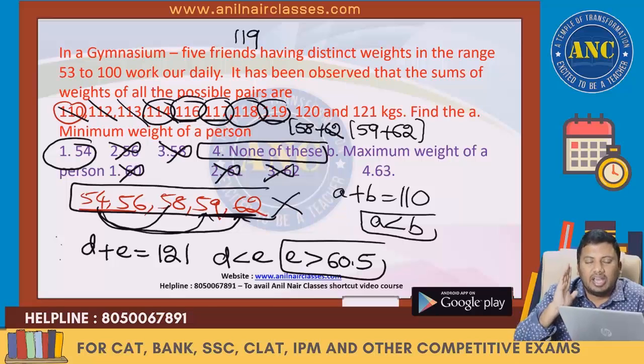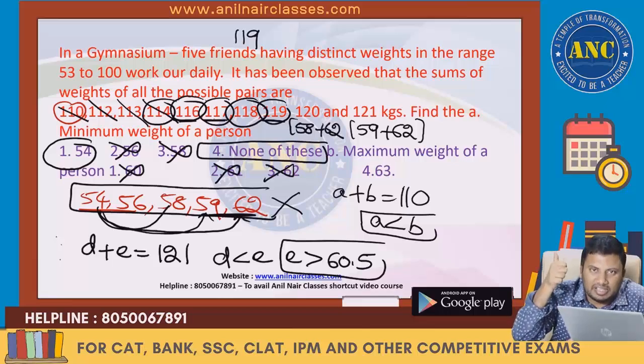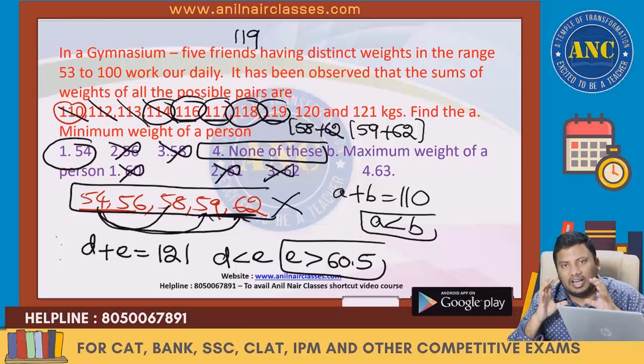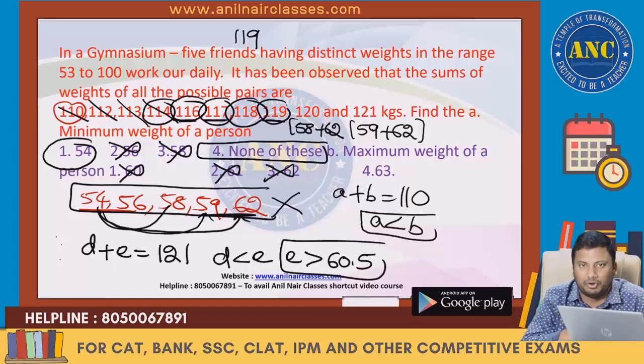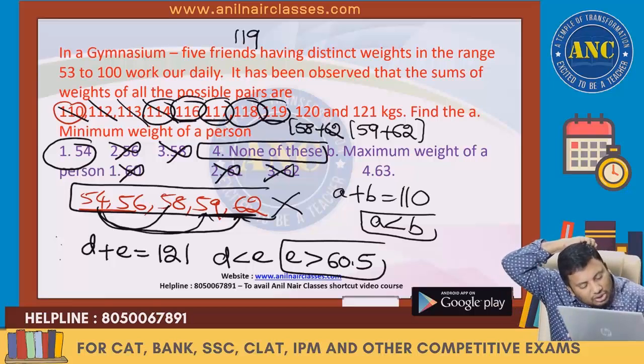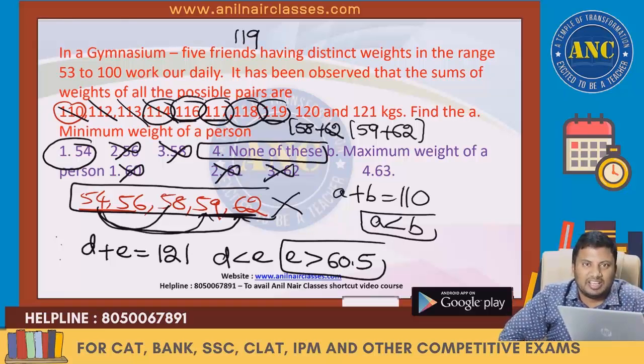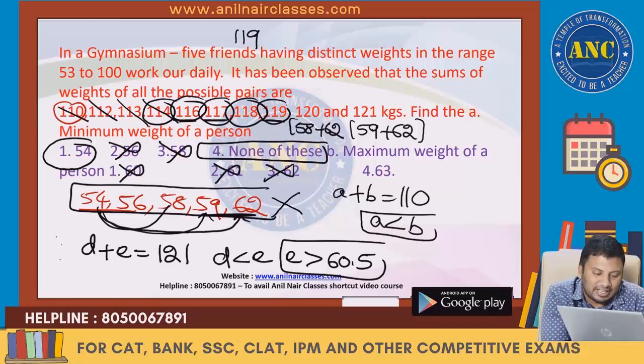Idea is A plus B equivalent to 110. A is less than B. A is less than 55. The answer value should be less than 55. Is that first key point clear? Once you have got A less than 55, if you put 54, you will get the set of all the values. That set of 5 values should satisfy the 10 values. If at least one value is not satisfying, my assumption of A equals 54 is incorrect. So therefore the answer is 53.